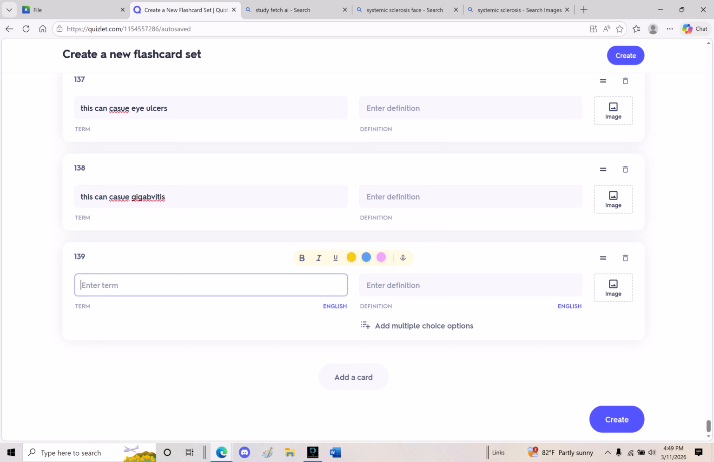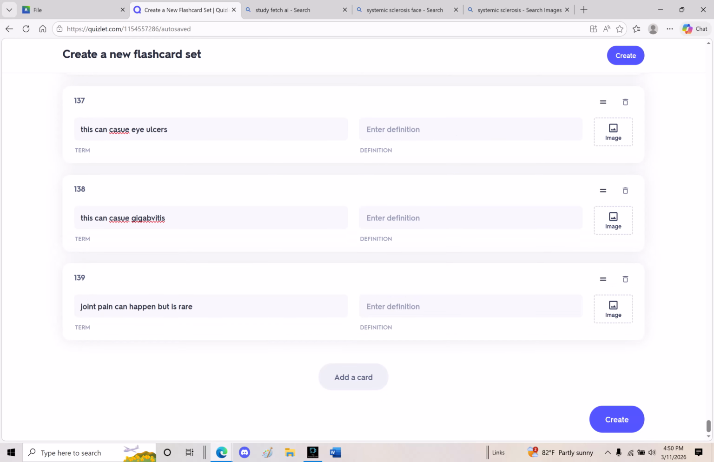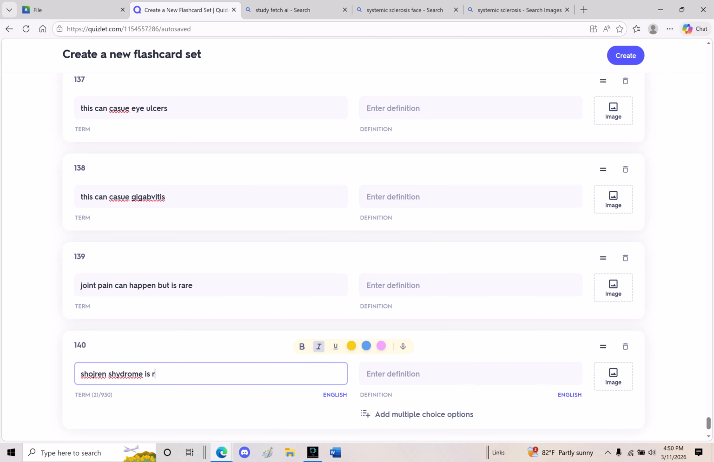Sometimes you can get joint pain here. It's not super common. It's not one of the characteristic symptoms, but Sjogren's syndrome is a rheumatic disease, similar to something like rheumatoid arthritis, so it can present with arthritic symptoms. But the important thing: dry eyes, dry mouth, xerophthalmia, xerostomia.